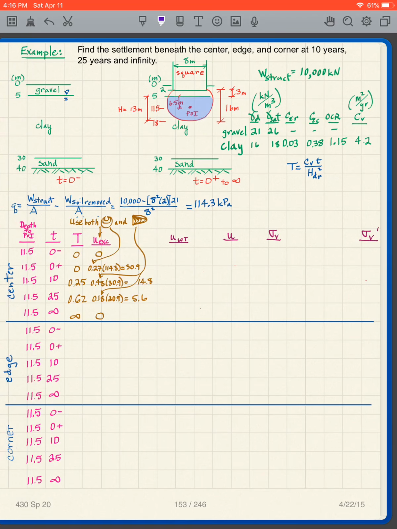Okay, so now what we want to do is put all this stuff together to get the time rate of settlement for a building. Our goal in this one is to find the settlement beneath the center, edge, and corner at 10 years, 25 years, and infinity.